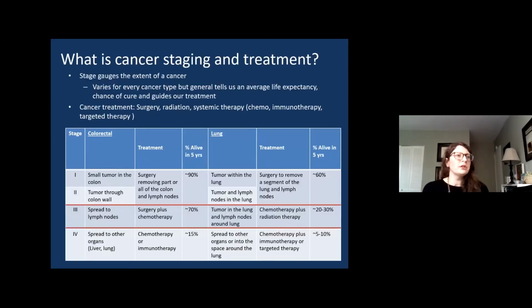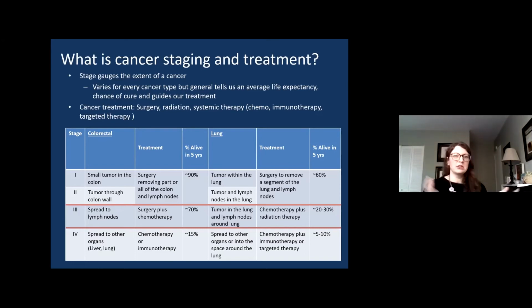And so once we've detected this cancer, how do we stage it and how do we treat? So when we talk about cancer staging, we're really talking about gauging the extent of the cancer. So when we're talking about a stage 1 or 2 cancer, we're talking about it being localized to the organ where it started. So if it's a colorectal cancer, it means the tumor is within the colon or just invading through the colon wall. If it's a lung cancer, usually the tumor is within the lung, or the tumor is within the lung and involving just the small number of lymph nodes around that lung tumor.